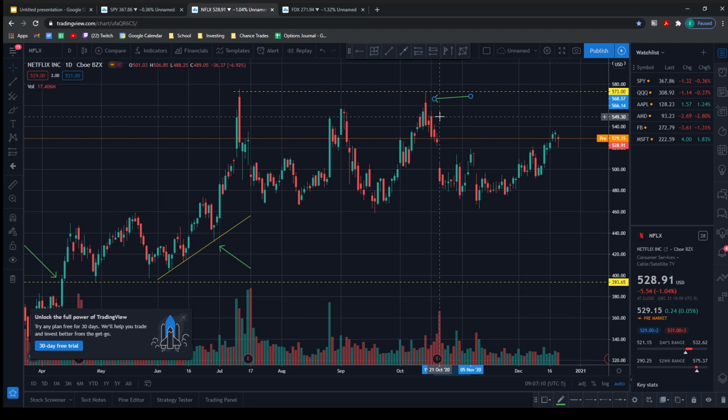Another way of looking at wicks is as a failure in a sort of way. So here, the buyers tried pushing price up, but they failed to hold the highs and price got pushed right back down.